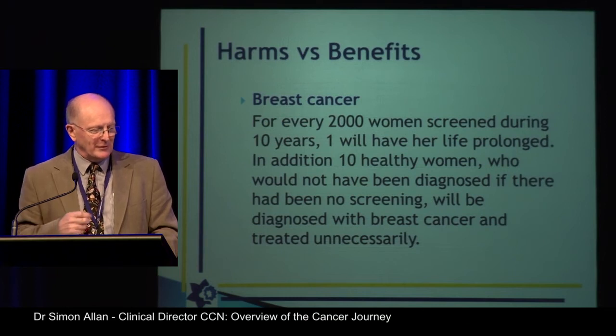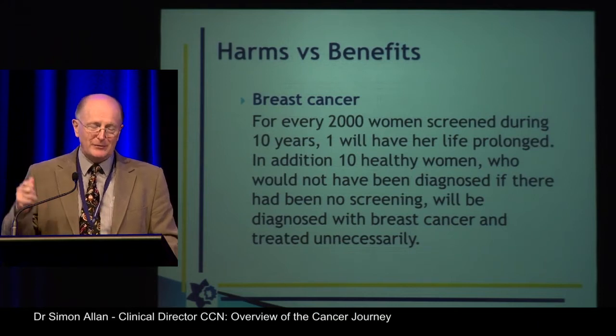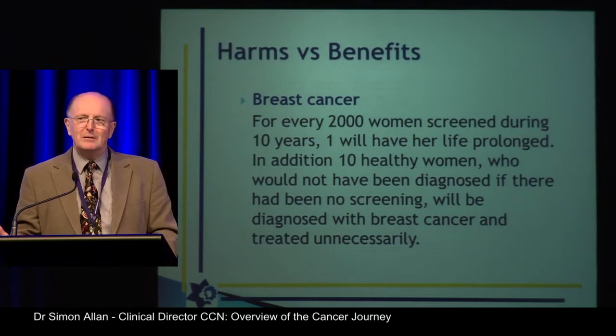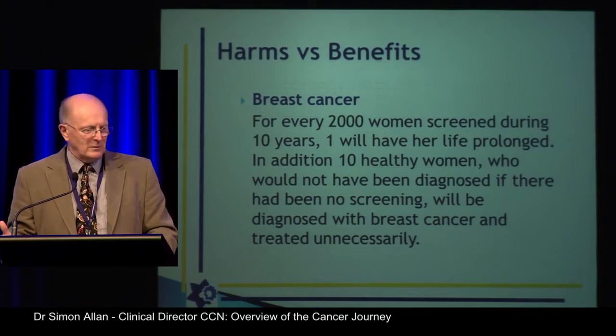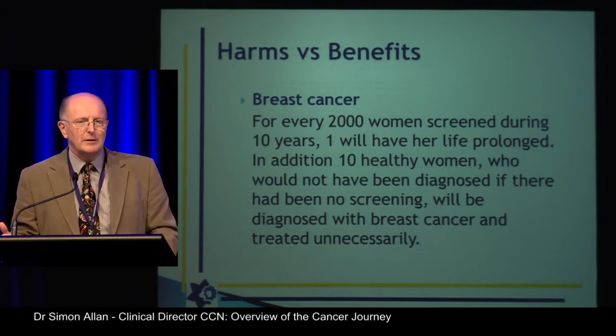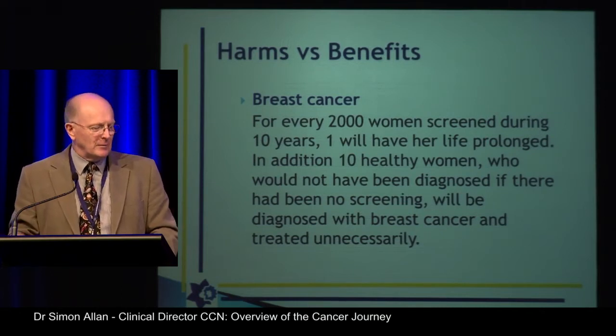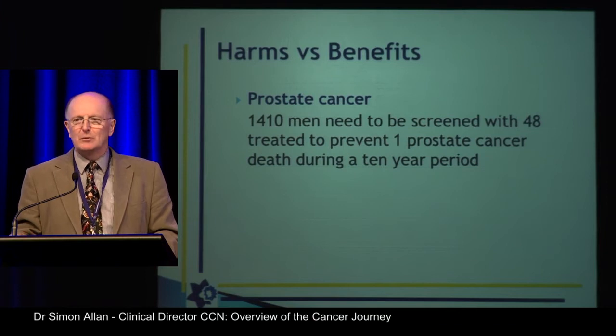I'm not going to elaborate on this slide because it's a bit difficult to get your head around, but for every 2,000 women screened for breast cancer over a 10-year period, one will have a life prolonged by that screening. Doesn't sound like a lot, does it? But this is about picking up and curing, and you need to go through a lot of normal people to pick up the ones that are abnormal.